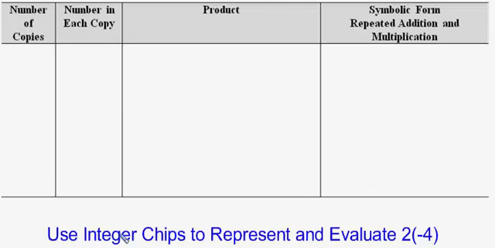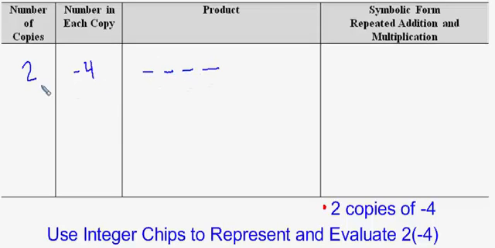In this problem, I'm going to use integer chips to represent and evaluate the product of 2 and -4. So when multiplying 2 by -4, it's helpful to think of this as meaning that you have two copies of -4. The first number, 2, is the number of copies of things, and the -4 is the thing that we are copying. So in this example, I need to make two copies of -4, and -4 can be represented using integer chips by just writing 4 negative chips.